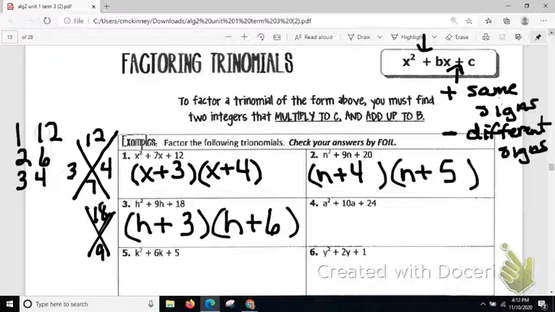Go ahead and try 4, 5, and 6, and when you come back, I'll have answers there. Nothing tricky about these. They are both positive in your factors.